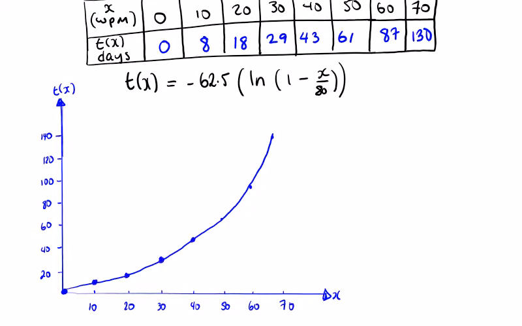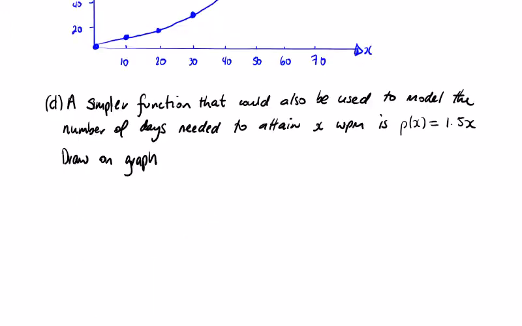Exponential growth. So the lesson here is the more you practice, or the longer you spend practicing, the better you get. And the same is true for higher level maths. So a simpler function that could also be used to model the number of days needed to attain x words per minute is p of x is 1.5x. So draw this on the graph.